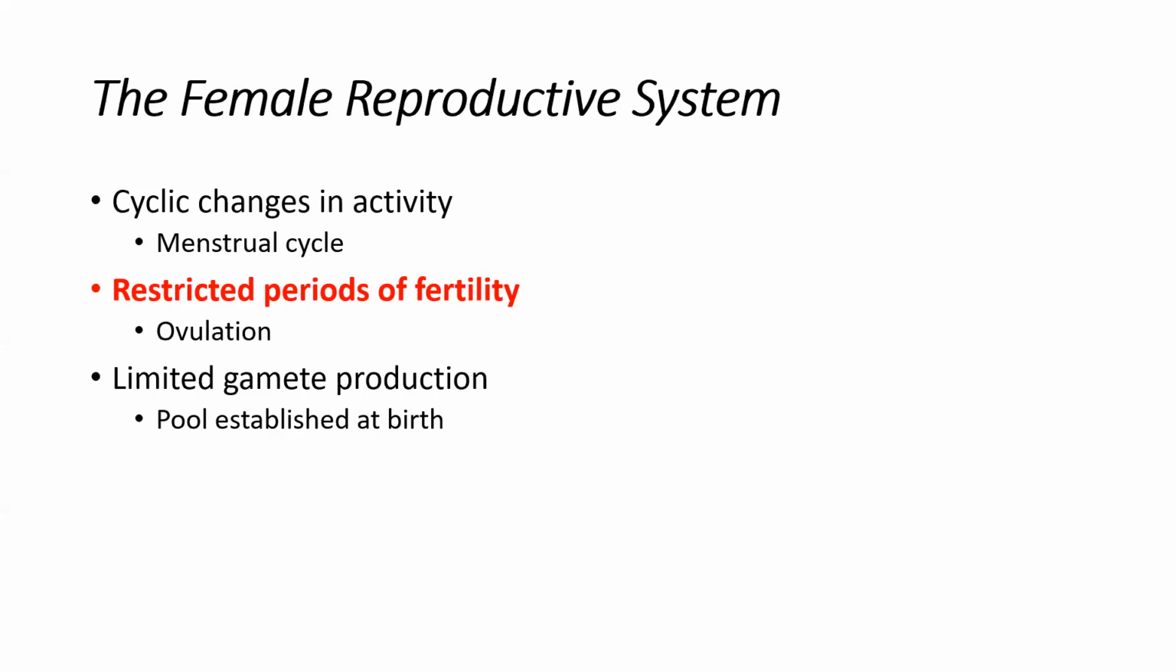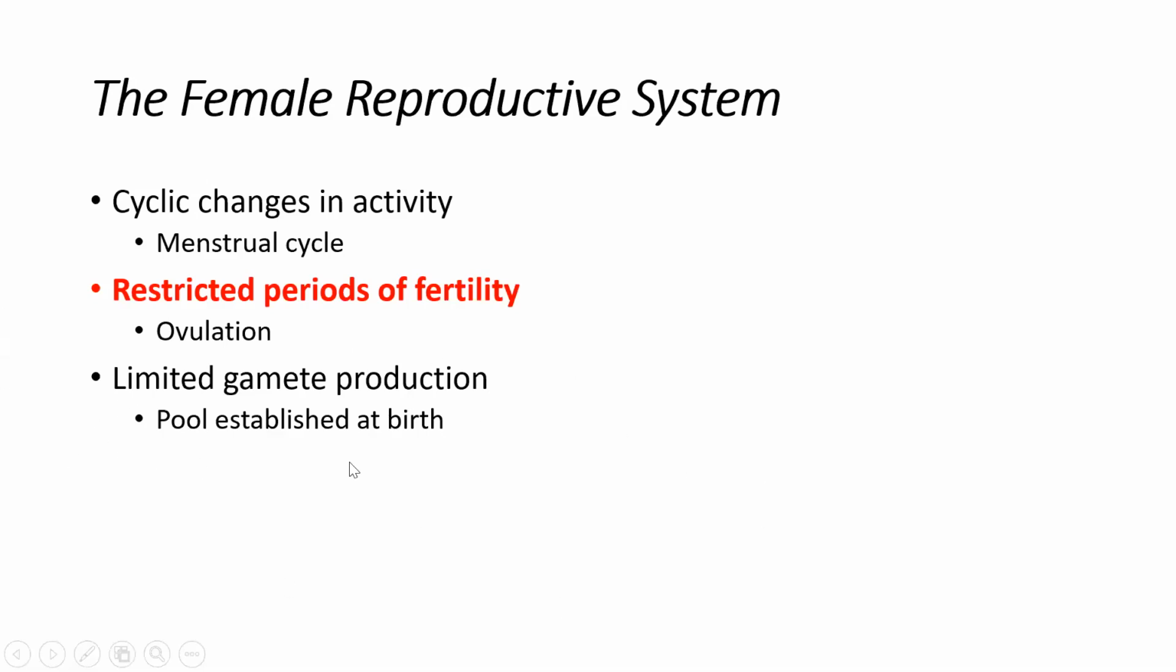So there's a short window where a mature oocyte, which is a mature egg, is ruptured from the ovary, and there is a window with which that oocyte can become fertilized and go on to produce a fertilized egg, which we know becomes an embryo.